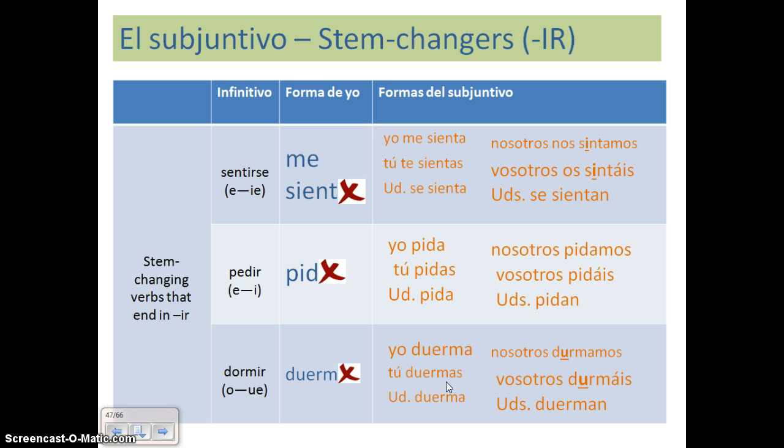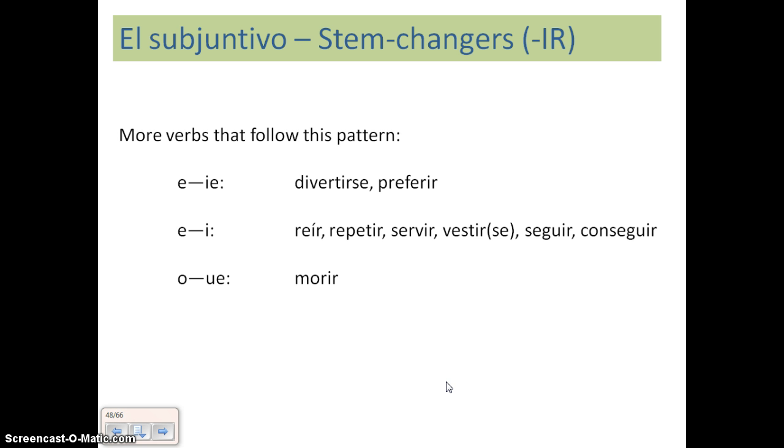And that's what makes it a little bit difficult to be able to wrap your head around all the different very nitpicky rules that each of these have. Some more verbs that follow this pattern: divertirse, to have fun, preferir, to prefer, reír, to laugh, repetir, to repeat, servir, to serve, vestir, to get dressed, seguir, to follow or to continue, conseguir, to achieve, morir, to die.